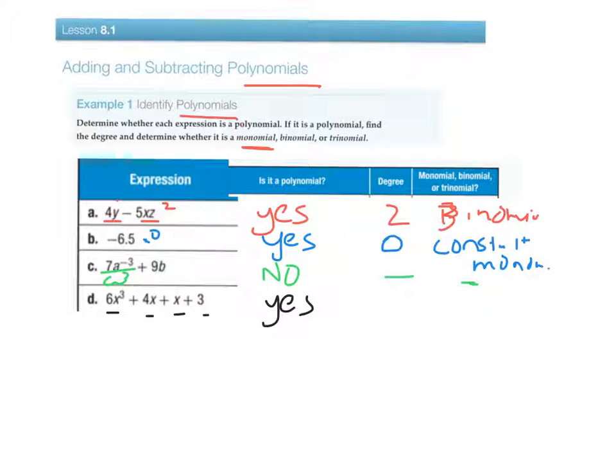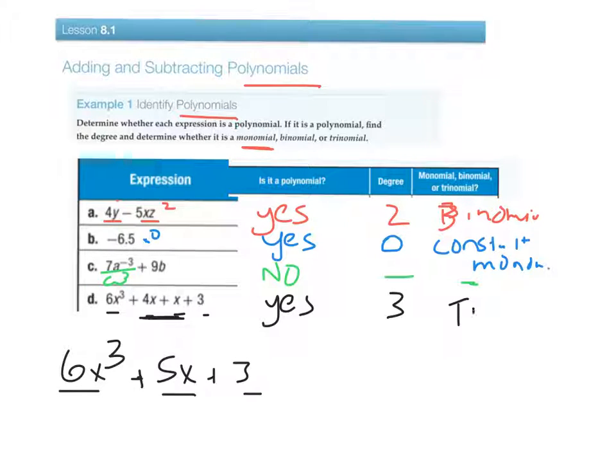And the degree is, we have a 3 exponent, a 1 exponent, a 1 exponent, and a 0. The highest one is 3. And because we have to combine like terms anytime we can, this becomes 6x cubed plus 5x plus 3. And if you count how many we have, 1, 2, 3. So we have what's called a trinomial.